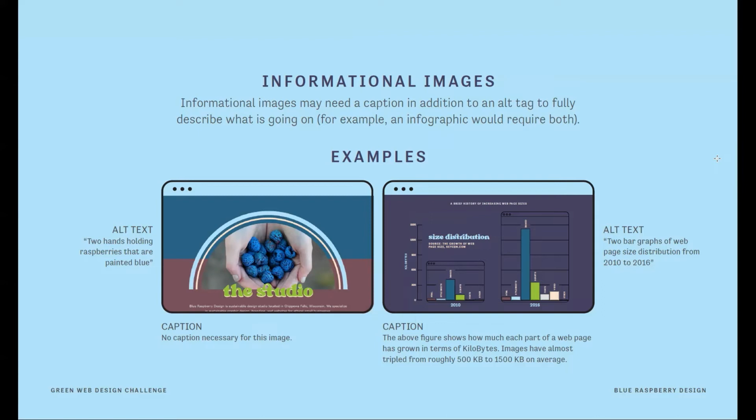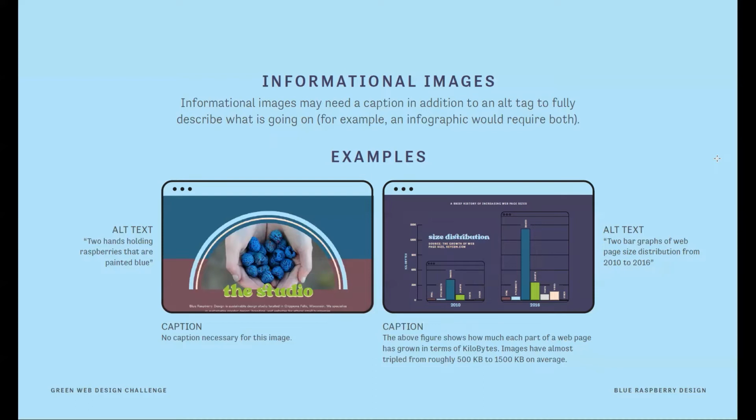You could just say blue raspberries and you wouldn't be technically wrong, but adding a little bit extra of what's actually going on is a little bit better. And again, you want to keep these limited to about 125 characters. You don't want to go overboard.